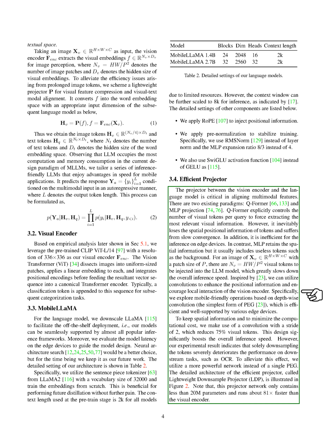To enhance the positional information and encourage local interaction of the vision encoder, we use convolutions. Specifically, we explore mobile-friendly operations based on depth-wise convolution, which is efficient and well supported by various edge devices. To keep spatial information and to minimize the computational cost, we use a convolution with a stride of 2, which reduces 75% of visual tokens. This design significantly boosts the overall inference speed.